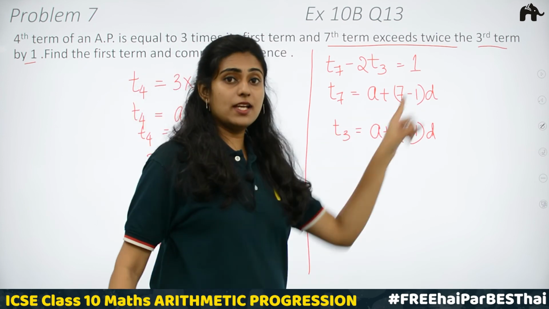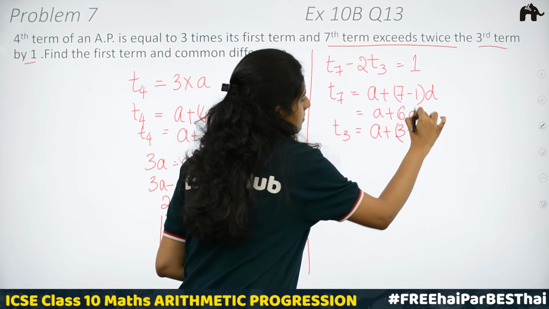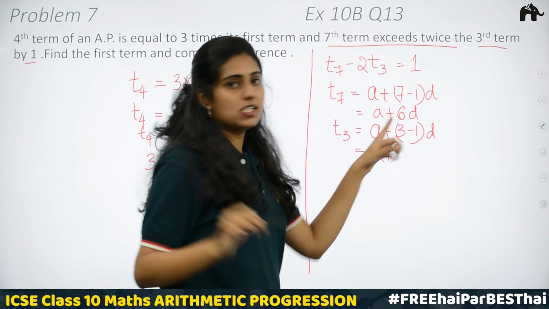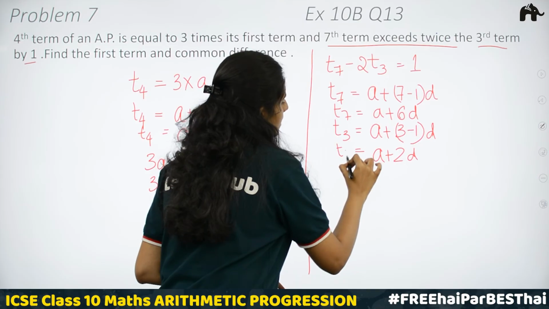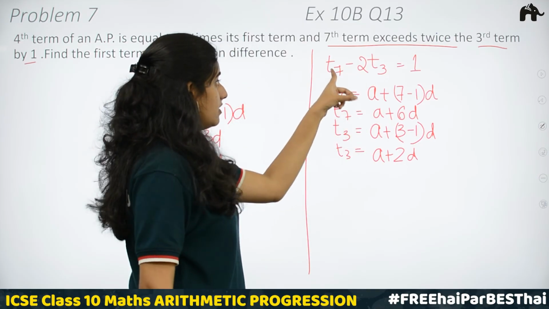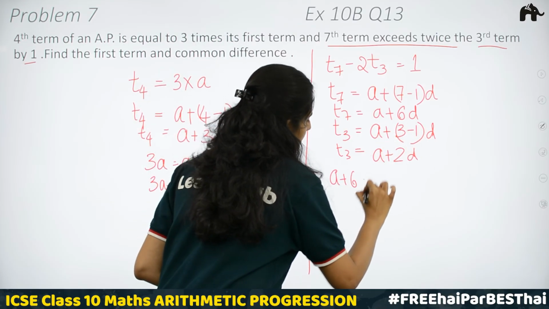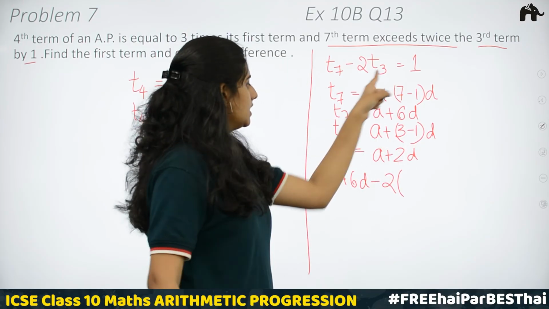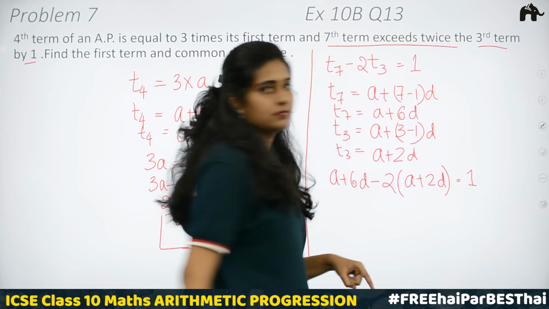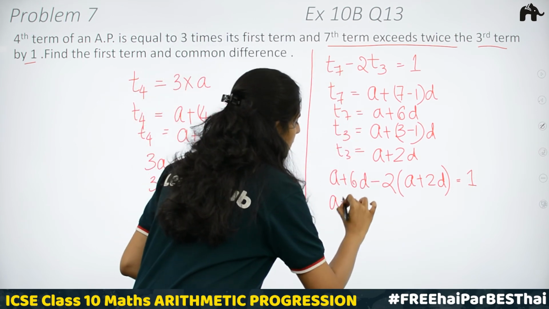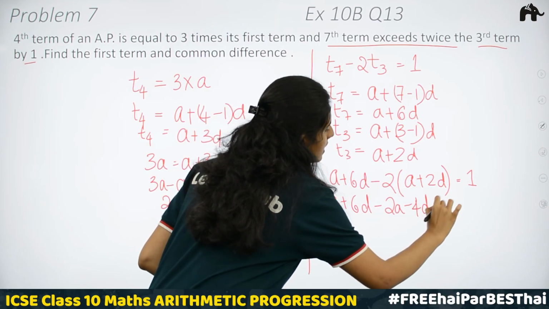What is a plus 7 minus 1 into d? 7 minus 1, 6. This is a plus 6d. And this is a plus 3 minus 1, 2, 2d. Okay, we got T7 and T3. Substituting, here we have T7. T7 is a plus 6d, minus 2 times T3. T3 is a plus 2d. A plus 6d minus 2 times a plus 2d is equal to 1. Okay, that is a plus 6d minus 2a minus 4d is equal to 1.